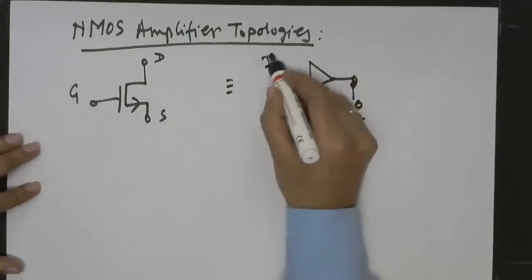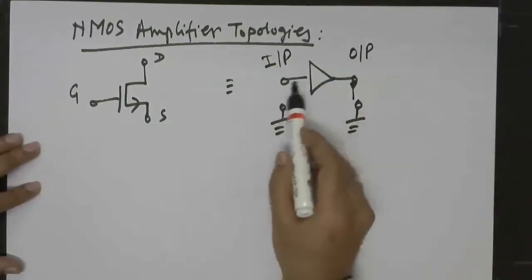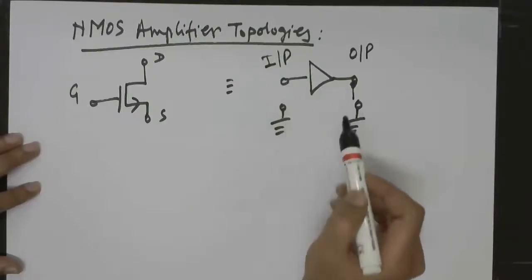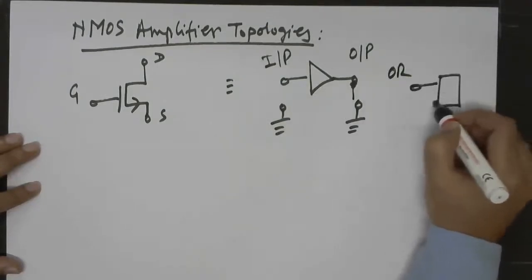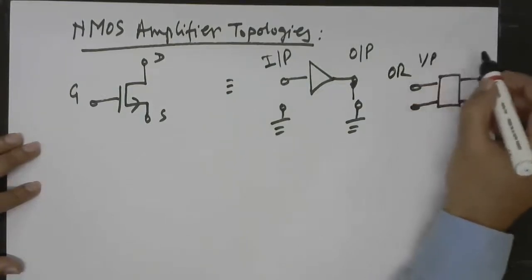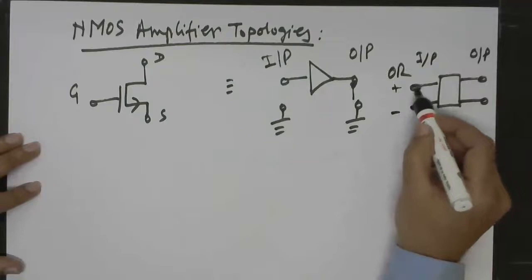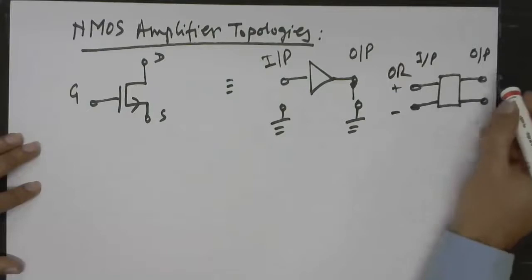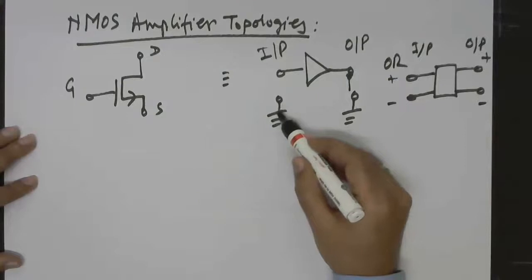So this one will be called the input, and this node will be called the output. These are the single ended input and output, and their voltages are measured with respect to ground. Sometimes they are also represented in this way. So we have an input port here and an output port. Note that we are using the word port. So we have a pair of nodes on the input side and a pair of nodes on the output side, and the other node need not be ground, which is the case here.